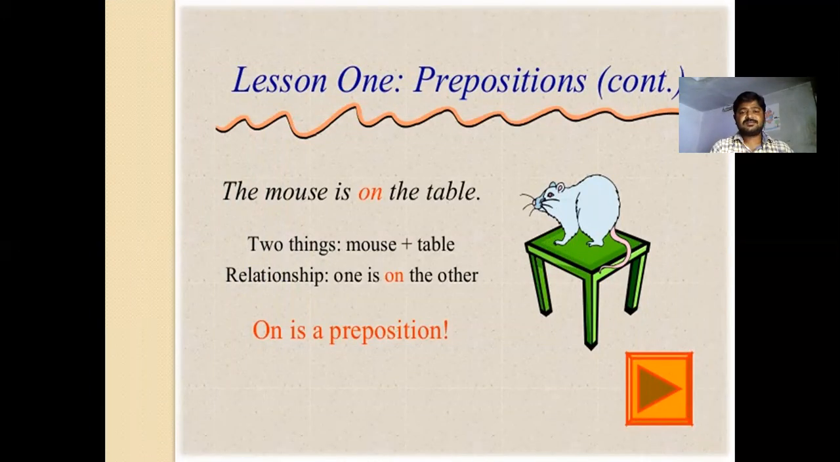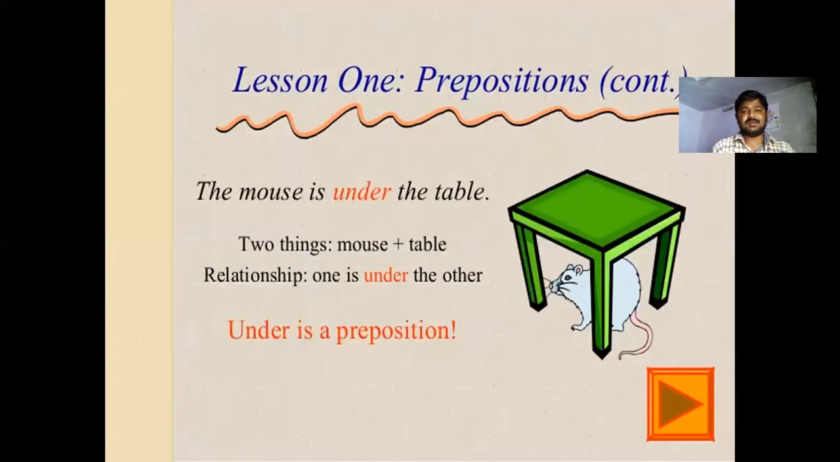Just look at the slide here. The mouse is on the table. Then we can see two things: one is mouse, another is table. These two nouns are related with on. One is on another. On is a preposition which shows the relation between two things, mouse and table.